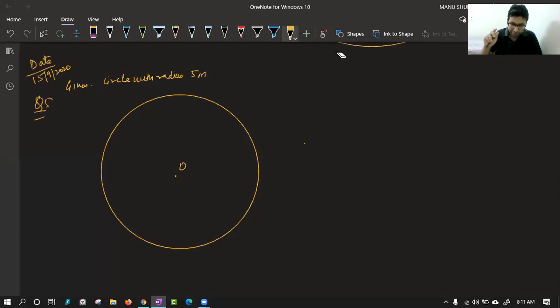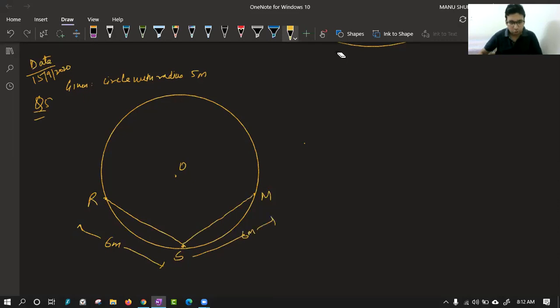Let's understand: if the distance between Reshma and Salma, and between Salma and Mandeep, is 6 meters each. Class, if this is 6 meters, this is also 6 meters. Now what they are asking is, what is the distance between Reshma and Mandeep?